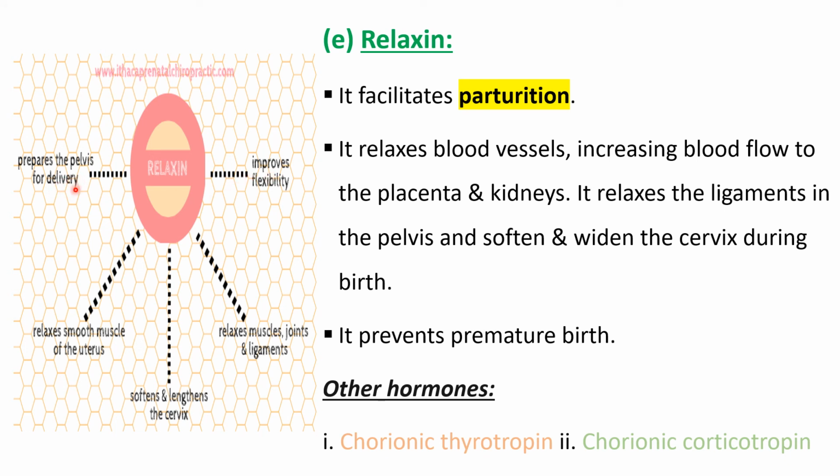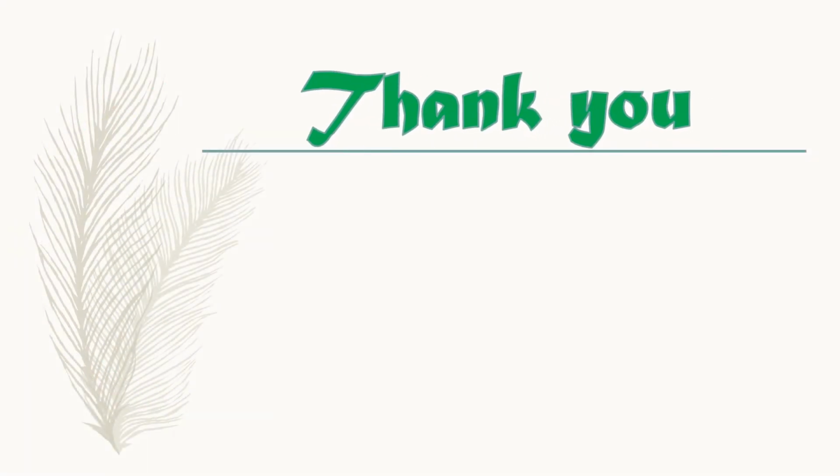mentioned here. The one is it prepares the pelvis for delivery. Then relaxin improves the flexibility. Then it relaxes the muscles, joints, and ligaments. Then it softens and lengthens the cervix, and it relaxes smooth muscle of the uterus. So overall, relaxin hormone ensures the smooth and easy delivery of the fully developed fetus from the mother's uterus. Apart from these hormones, there are other hormones also secreted by the placenta. Those perform their respective functions. One is chorionic thyrotropin, another one is chorionic corticotropin.